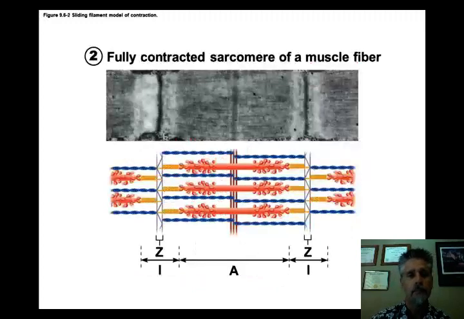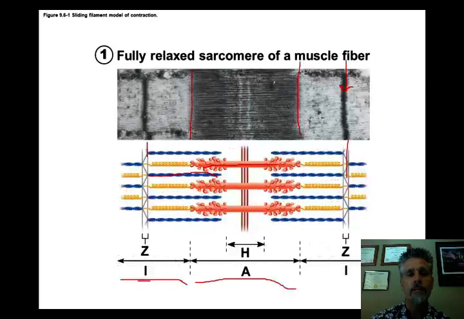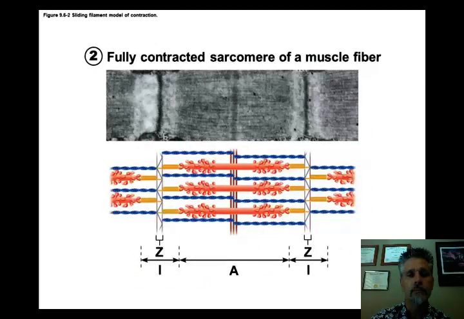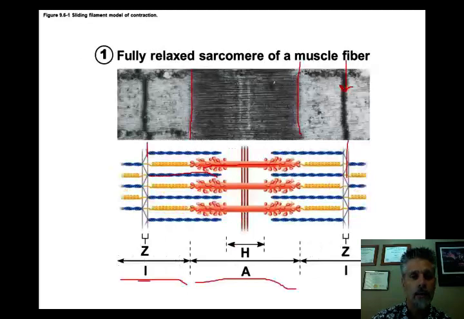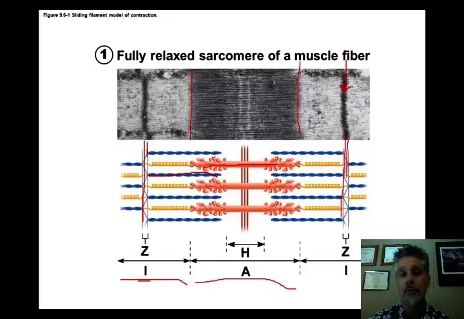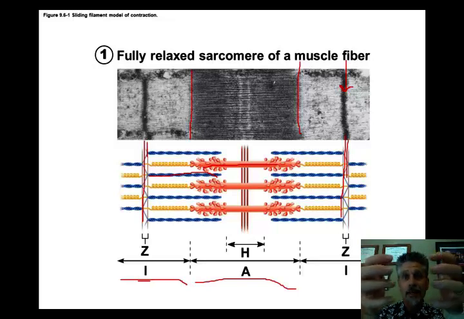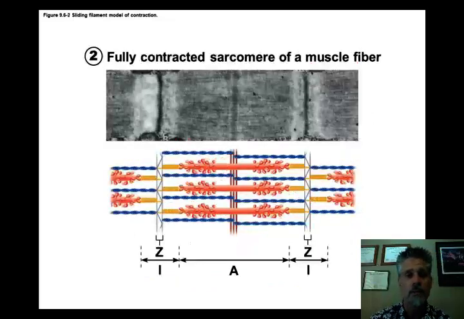Okay, so notice the difference between relaxed and contracted. See how wide our sarcomere is here? From here, way over to here. And notice that H zone. The H zone in the center is where we just have thick filaments and no thin filaments. But as those thin filaments are being pulled in, that H zone is going to get encroached upon and smaller until it basically disappears. And that's what we see here, right? So we see the H zone basically disappearing.